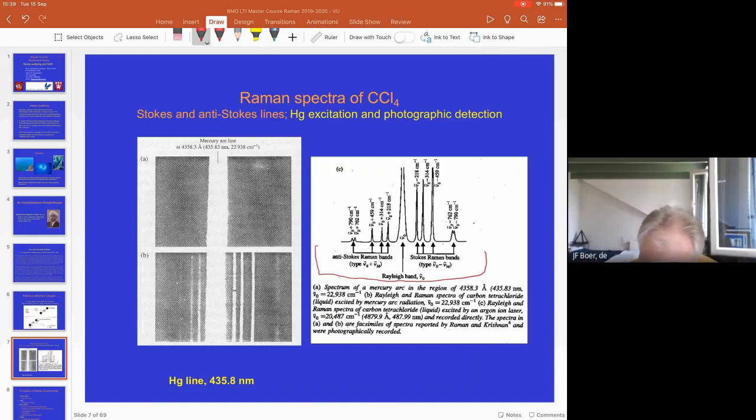And the first thing that we see is this very strong central wavelength. It's called the Rayleigh band. I don't know if Dirk has used the word already, the word Rayleigh scattering for the elastic scattering process. So these are the photons that have the same energy as the incident photon. And so this very strong peak is the elastically scattered light.